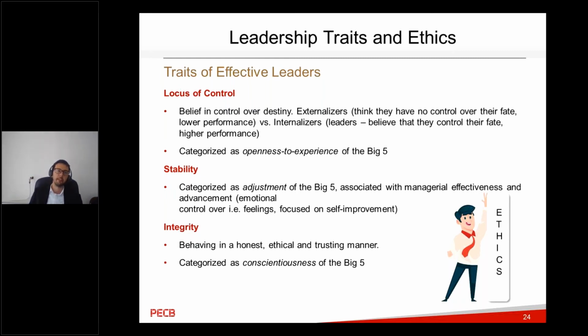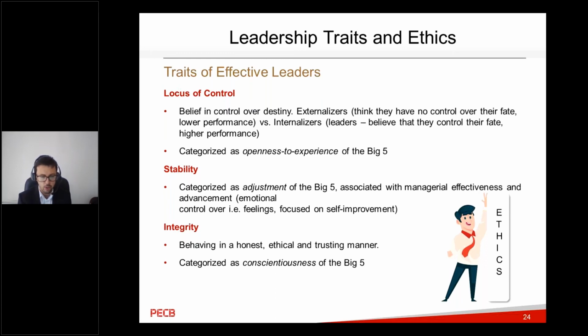Then we have stability. When we talk about stability, we obviously mean emotional stability itself. So as you might assume, it is also a part of the adjustment or emotional stability dimension of the Big Five. It is associated with manager effectiveness and advancement. But that means that it should be done through emotional control over feelings, a person that is focused on improving themselves and not blaming others.